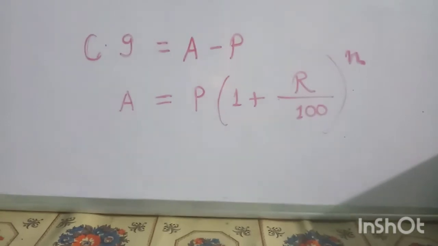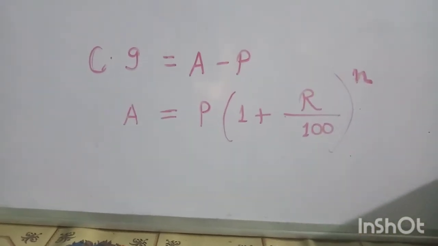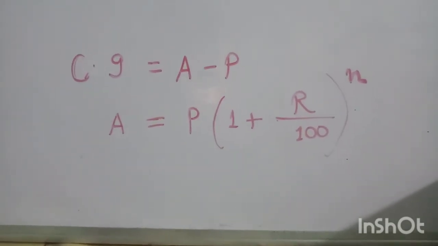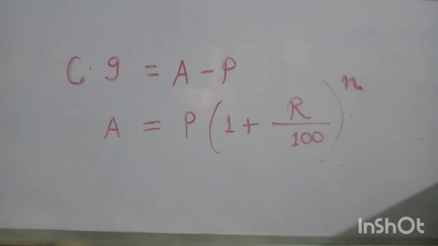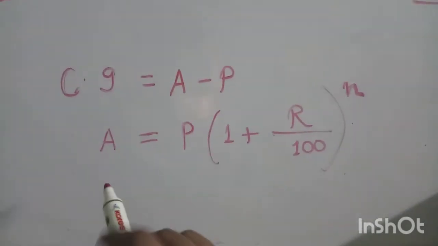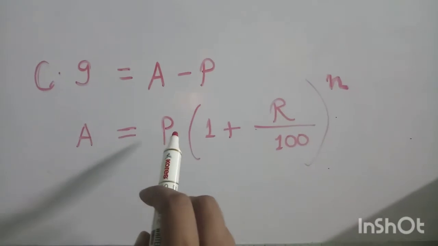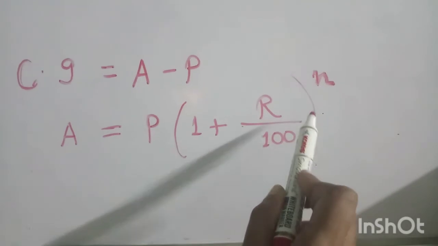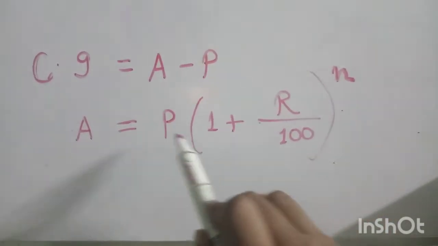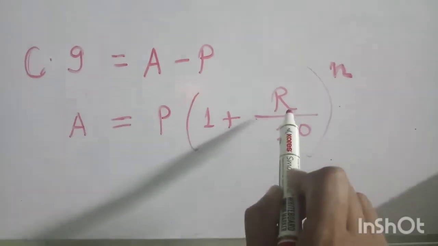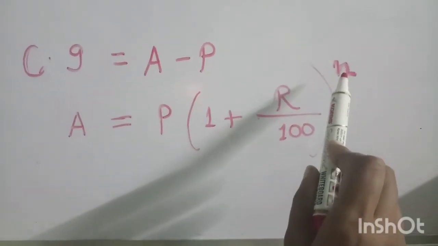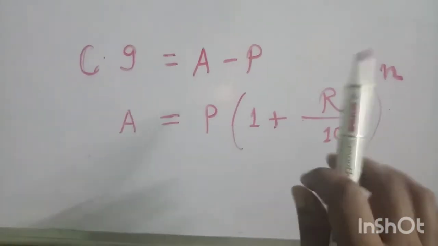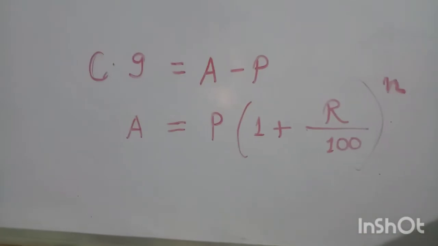Now let's discuss compound interest. In compound interest, we will have to apply the formula as written on the board. Compound interest is equal to A minus P. A stands for amount, and how do we find this A? The formula is A equals P times (1 plus R by 100) to the power n. P here stands for principal, R for rate, and n is the time. Now let's apply this formula to solve a simple question on compound interest.